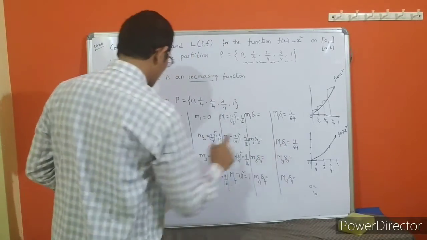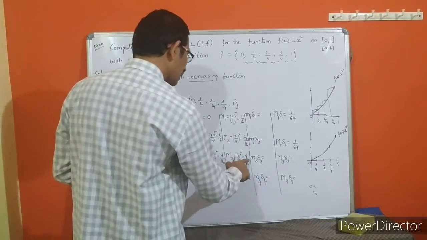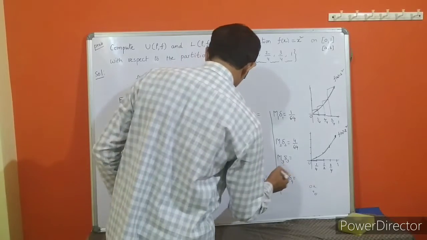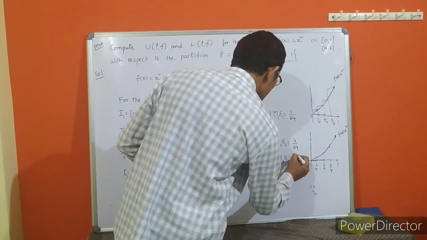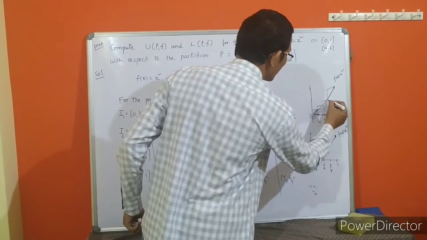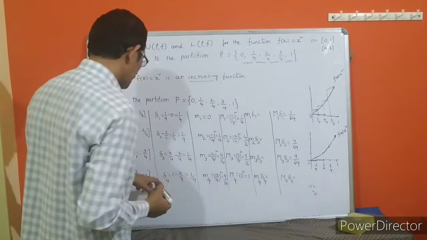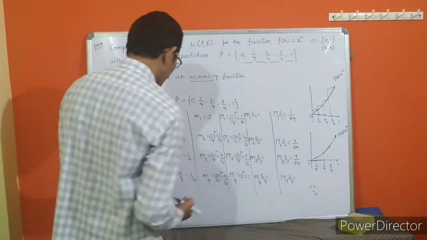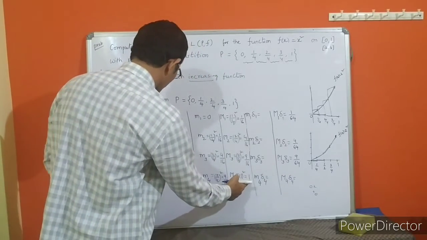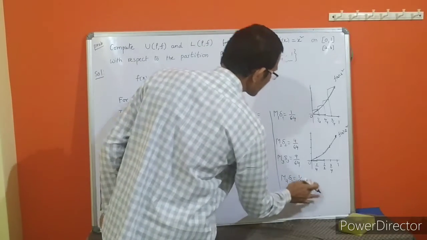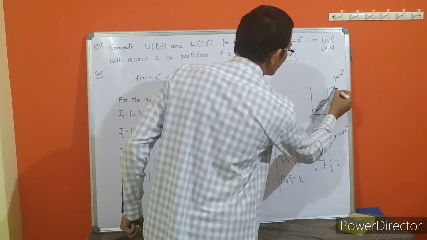Next, M3 delta 3. What is M3 here? 9 by 16 and delta 3 is 1 by 4. So what is this? 9 by 64. That is 9 by 64, the area of the third rectangle. Next, see M4, capital M4, delta 4. What is capital M4? 1. Delta 4 is 1 by 4. What is this 1 by 4? This 1 by 4 is nothing but the area of the last rectangle.